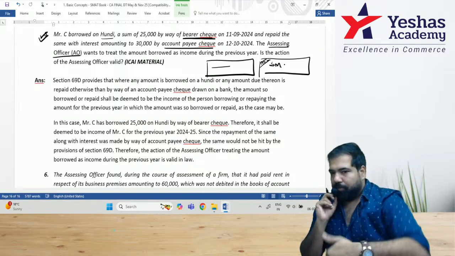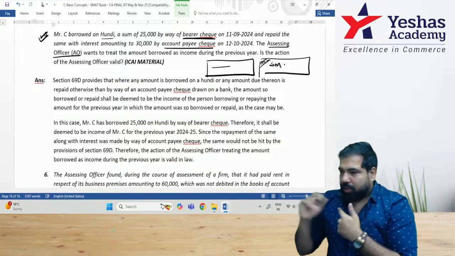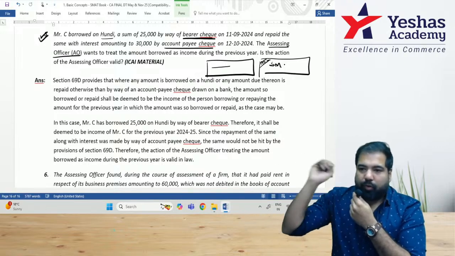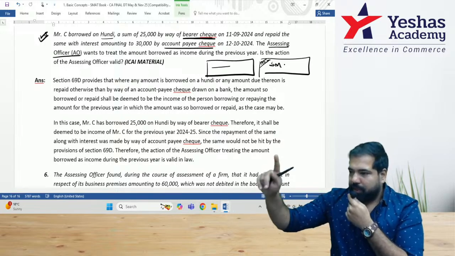So everyone, 3 types of cheques. First, bearer cheque is like cash. Next, crossed cheque can be circulated. The only proof of direct payment is the account payee cheque.